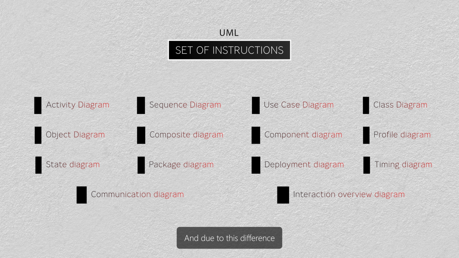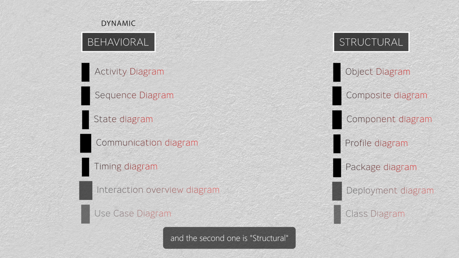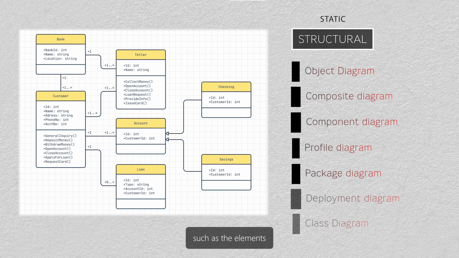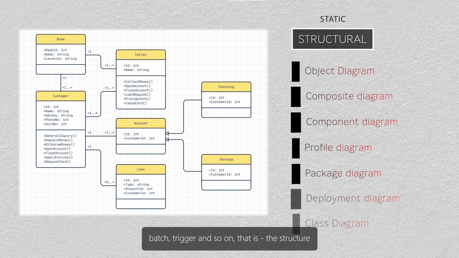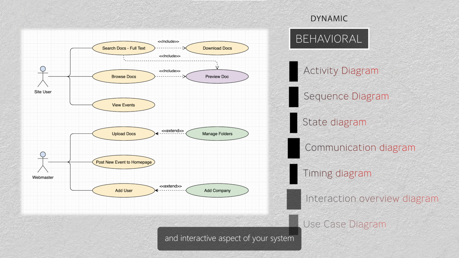And due to this difference, all diagrams are usually divided into two categories. One is behavioral and the second one is structural. Structural is about static and technical elements, such as the elements that make up your implementation and how they are connected, such as class, child class, parent class, batch, trigger, and so on. That is the structure. Behavioral is about a dynamic and interactive aspect of your system.